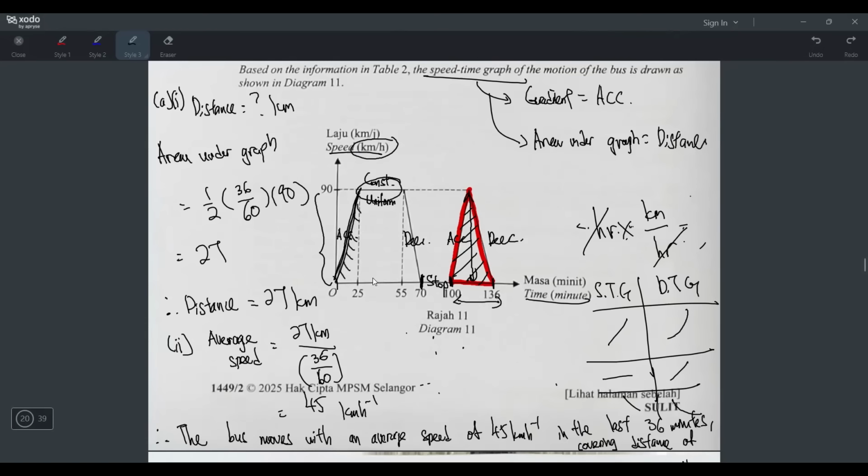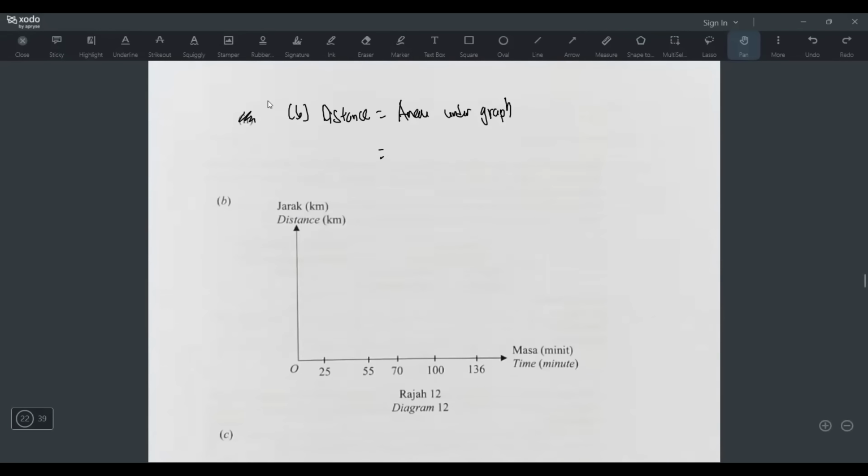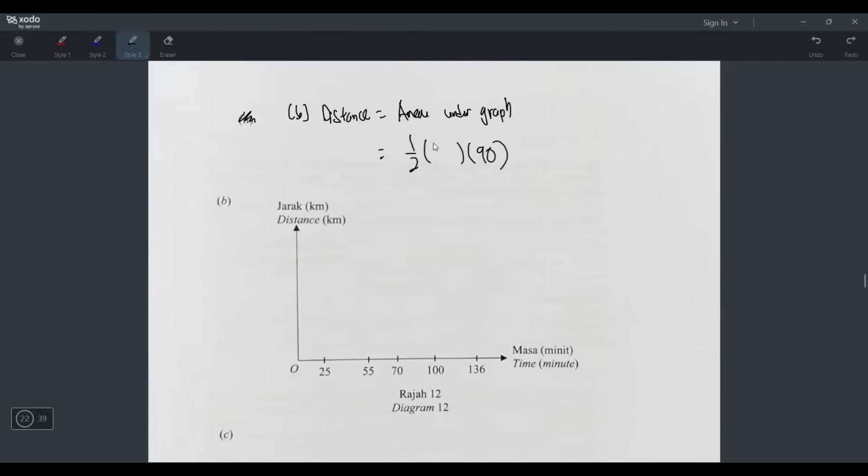So 1/2 times 25 times 90. So let's write it there. 1/2 times 25 times 90. But the 25 is in what? Is in minutes, right? So you have to divide by 60 to convert to hours, and then the 90 is kilometer per hour. So hour and hour cancel already. So you are left with kilometer. Yeah, and you are trying to find the distance in km now. That's why I have to do it like that.